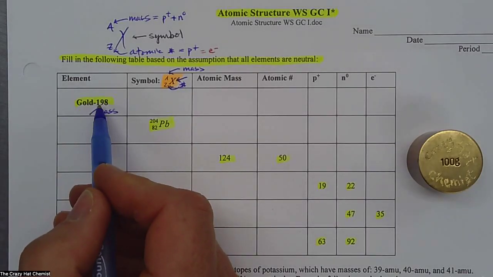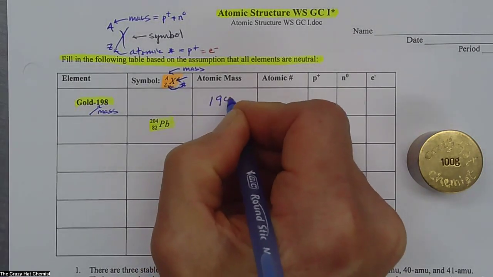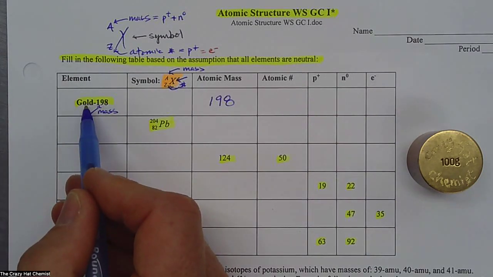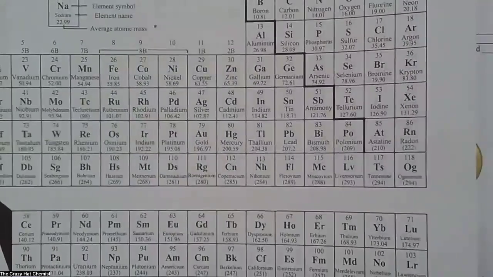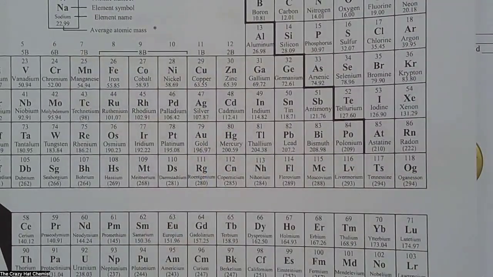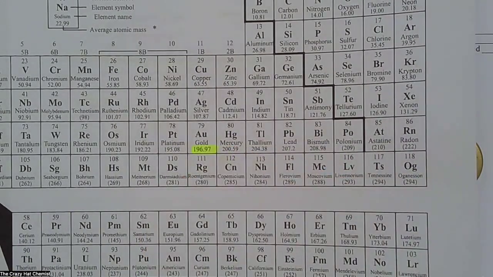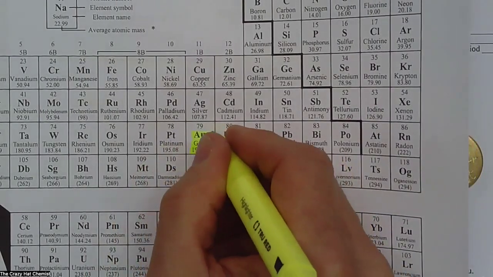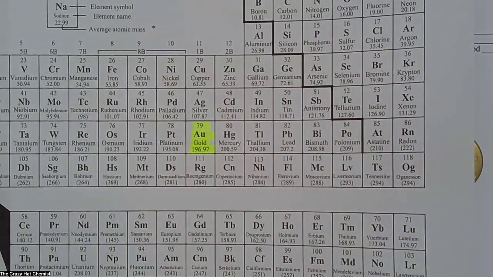So this 198 is representing the atomic mass, so that would be 198 for gold. Now we need to find gold on our periodic table. It has a mass that's approximately 198. It might not equal 198 exactly, but here it is. I will highlight it here. It has an average mass of 196.97. There it is, it's gold. It has a symbol of a capital A followed by a lowercase u, and it is atomic number 79.